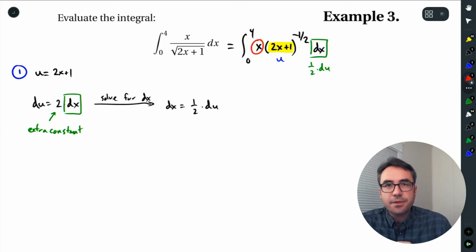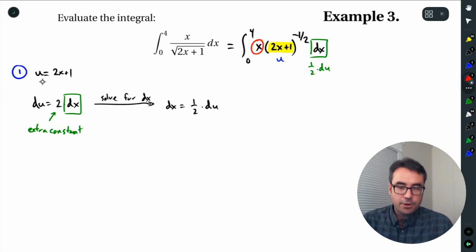That's kind of the only thing remaining in our function that we haven't switched over. The 2x plus 1 became u. The dx became 1/2 times du. What are we going to do about this x? Well, sometimes if you have x terms that are still there, then you go to your choice for u and you try to solve for x.